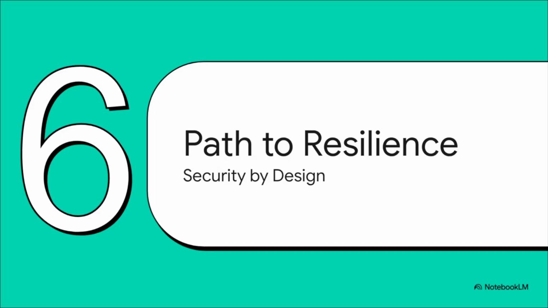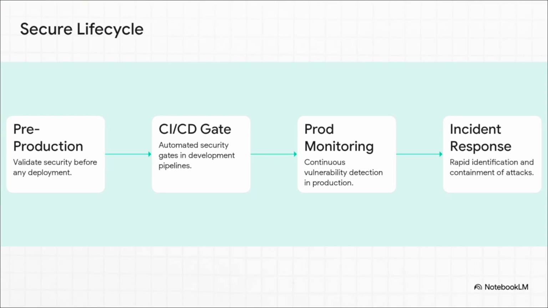What this all leads to is a model of security by design. Instead of security being an afterthought, something you tack on at the end, you're building it right into your process from day one. So what does that look like in a real workflow? Well, you can plug this kind of automated testing right into your development pipeline. You test before you even go live. You add it as a security check in your CI/CD process. You keep monitoring it while it's in production. It means security is no longer this big bottleneck at the end. It's just a smooth, continuous part of how you build things.